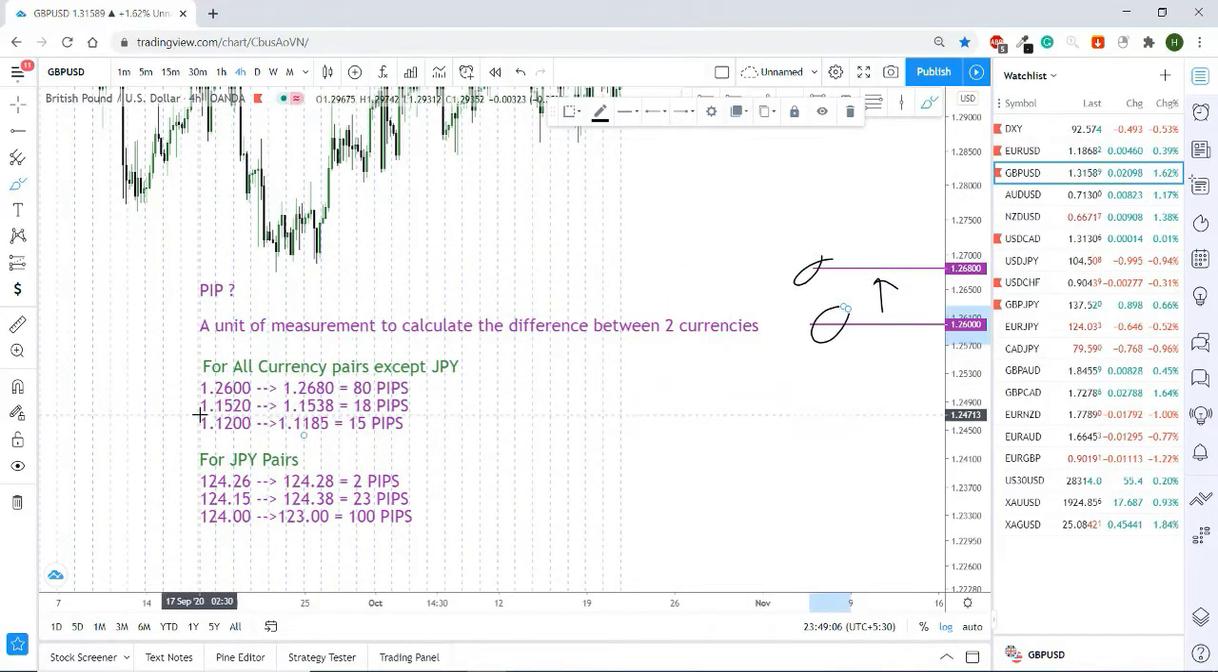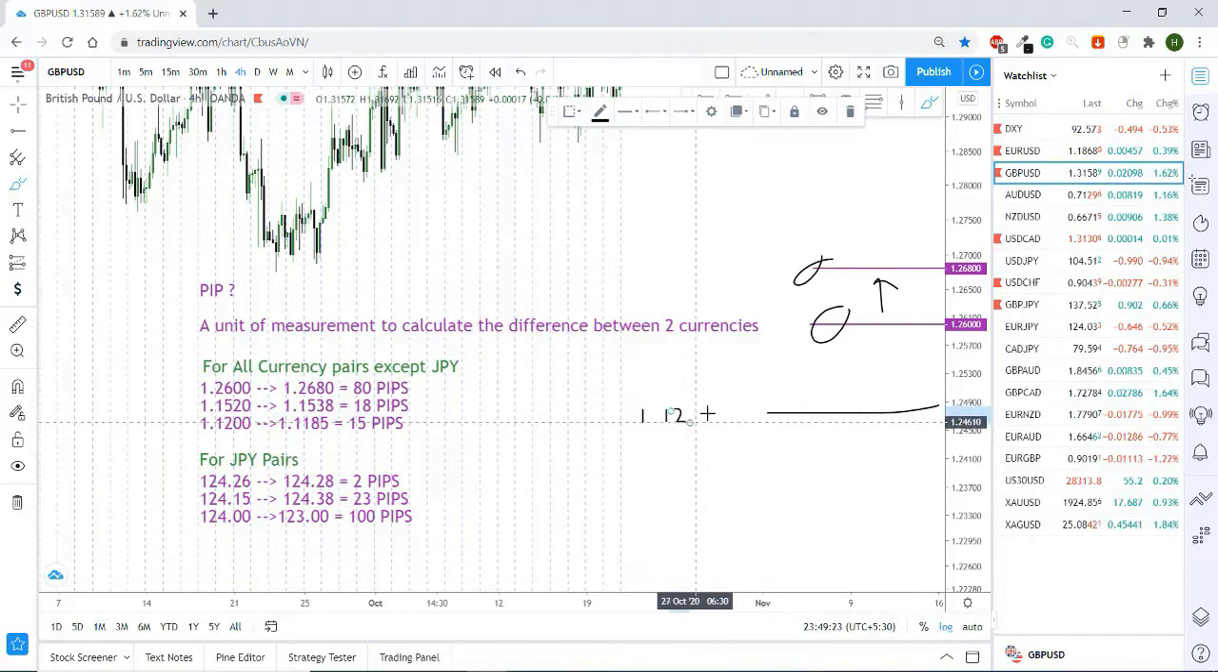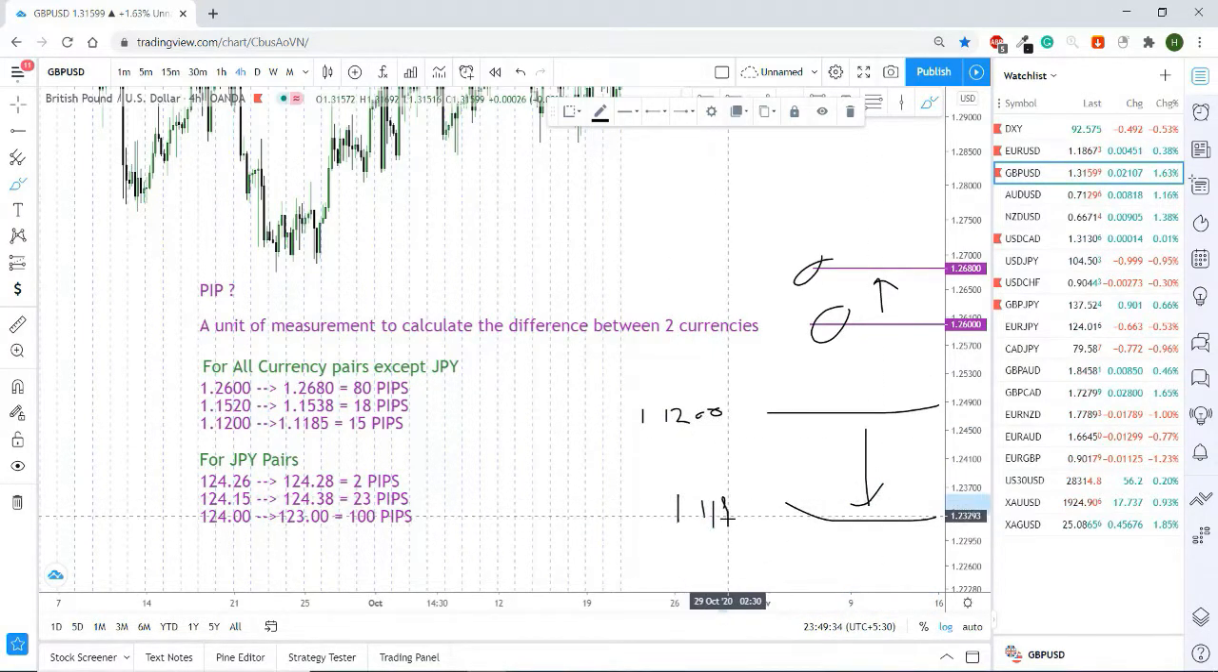Let's say the price moves from 1.1520 to 1.1538. The difference between those two is 18 pips. I hope you get it. Then let's say the price is at 1.1200 and moves downwards to 1.1185. We say that the pair has moved 15 pips downwards.